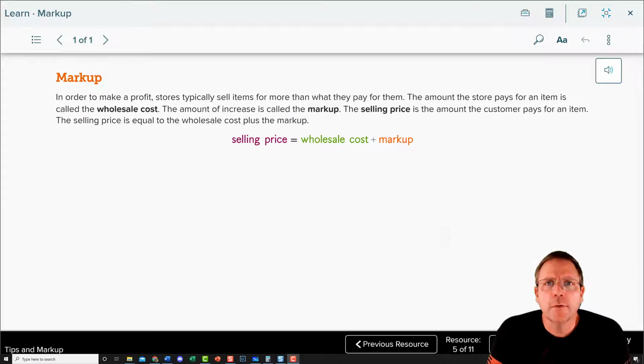Now let's take a look at the other half of this lesson. We've covered tips. Now let's take a look at markup.